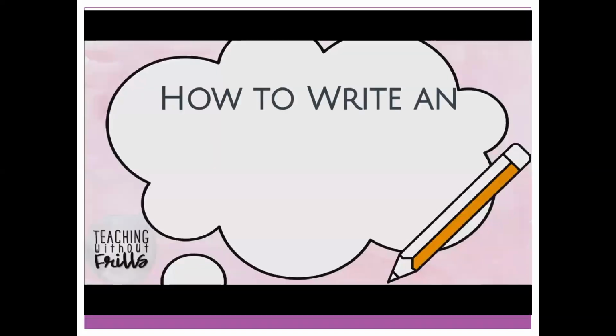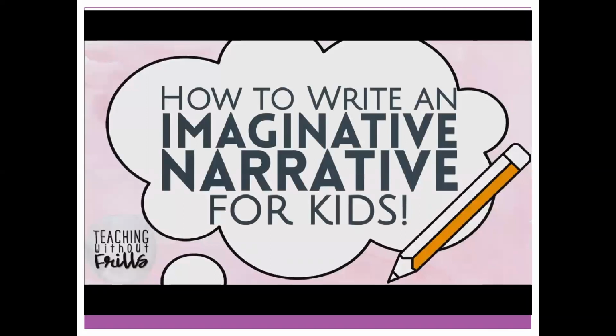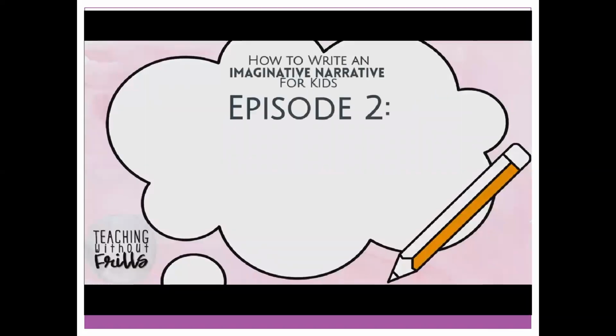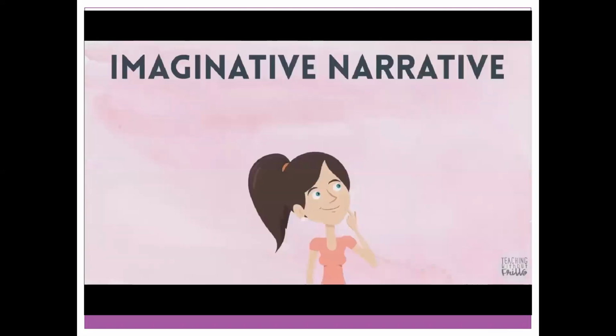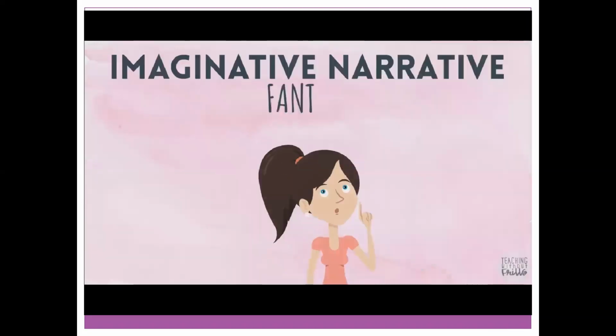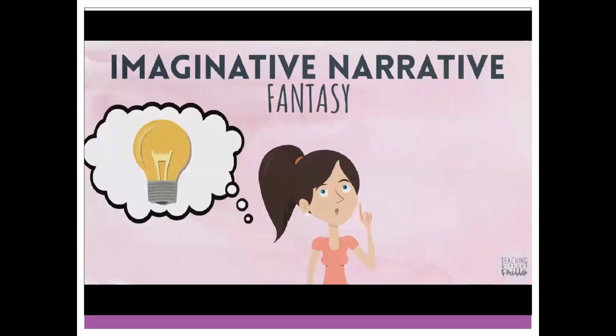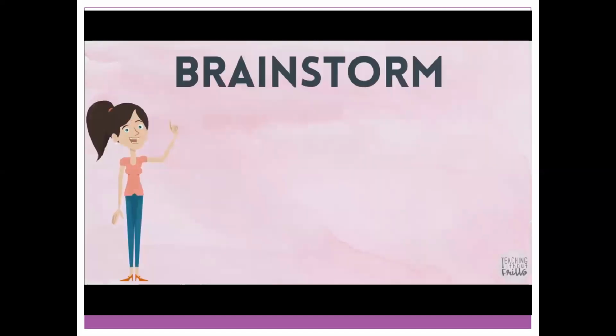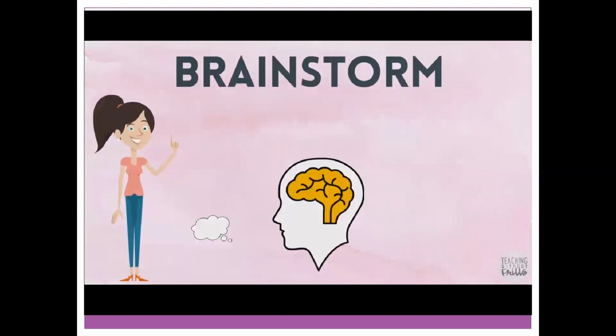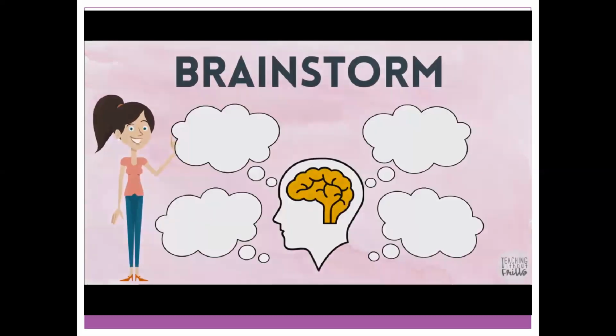How to write an imaginative narrative for kids. Episode 2, Brainstorming. I'm writing an imaginative narrative or fantasy story. I have to use my imagination to write a story that could not really happen. But instead of getting started right away, it helps if you brainstorm first. Brainstorming just means thinking of lots of different ideas. Later, you'll decide which ideas are the best for your story.